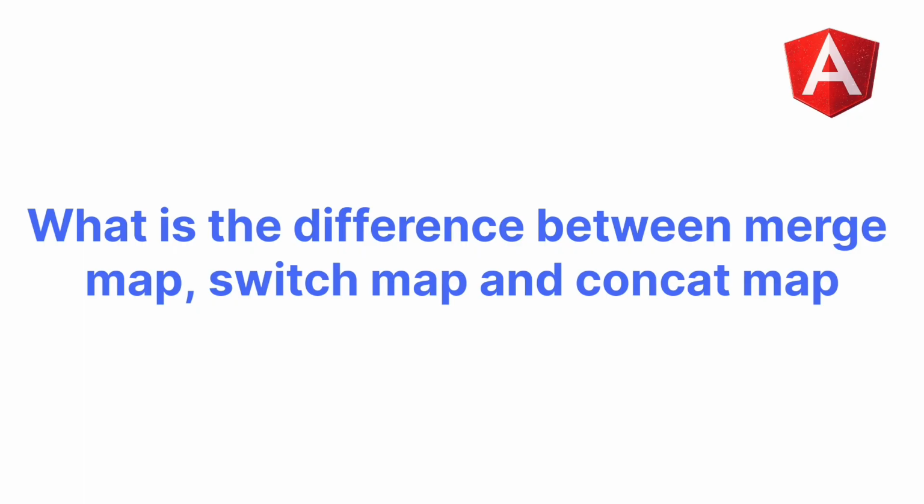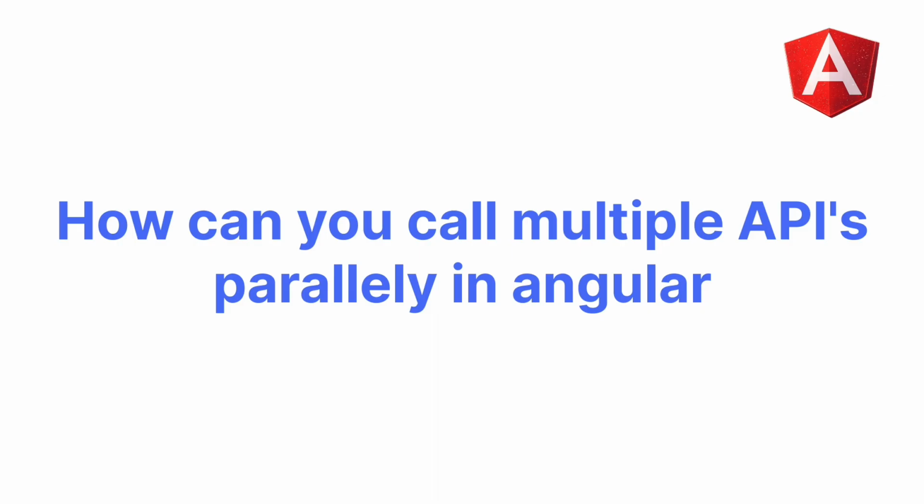When we have multiple APIs to call, how can we achieve that in parallel? In our application we used forkJoin to call multiple APIs in parallel. If any one of the APIs fails, we'll get the error. Only if all APIs are successful will we get the resulting data.